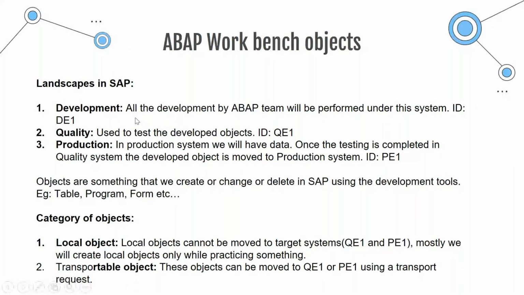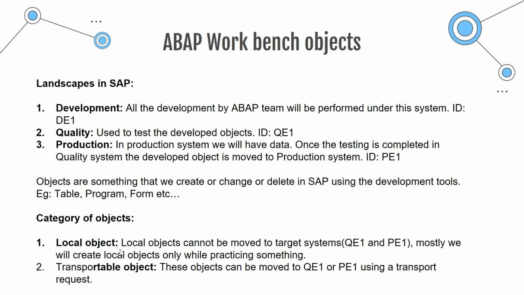So when you save an object as a local object, the object that you create cannot be transported to quality or production system. It will remain in the development system. Normally we only create local objects when we want to test or practice something. In those situations only we will use a local object. Second is the transportable object. This is the object that you will often create.